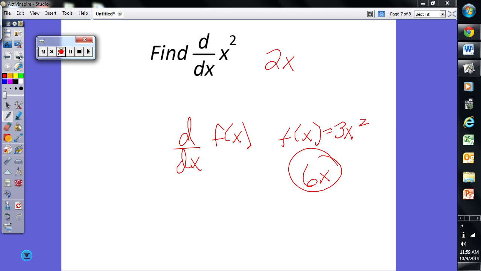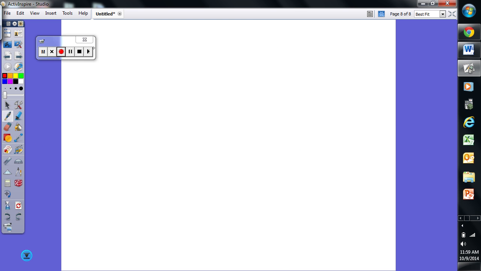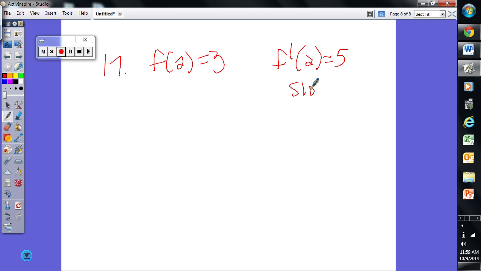All right, on to number 17. It says if f of 2 is 3, so that means the value of the function at 2 is 3, and f prime of 2 is 5. That's the derivative, so the slope of the tangent at x equals 2, the slope is 5.